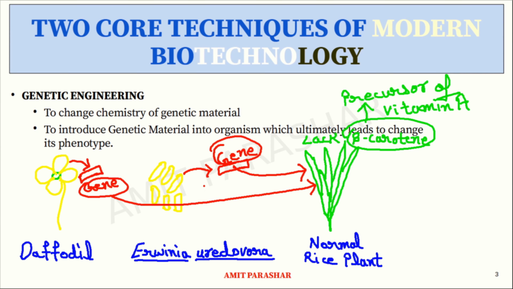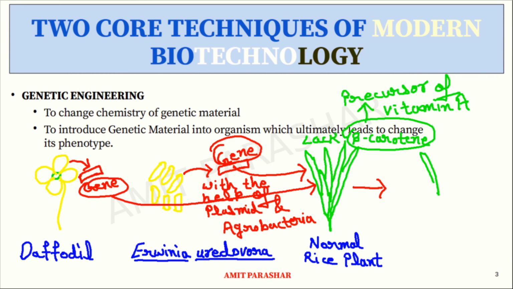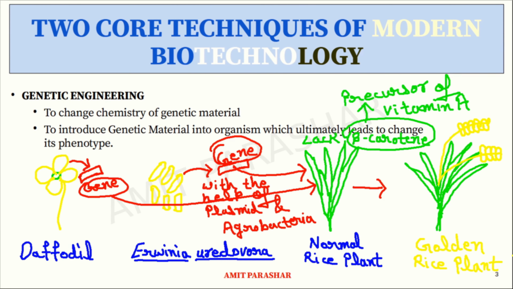If we take our desirable genes from daffodil plants and Erwinia uredovora bacteria, which are responsible for the enzymes necessary for beta carotene production, and insert these genes into a normal rice plant with the help of a plasmid and Agrobacterium, we will get a new genetically modified rice plant, which we call the golden rice plant. Now this golden rice plant has genes for the required enzymes which are necessary for the production of beta carotene.